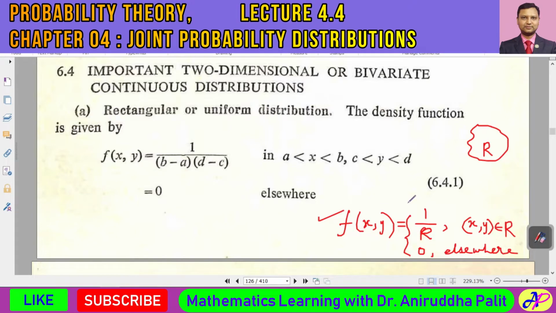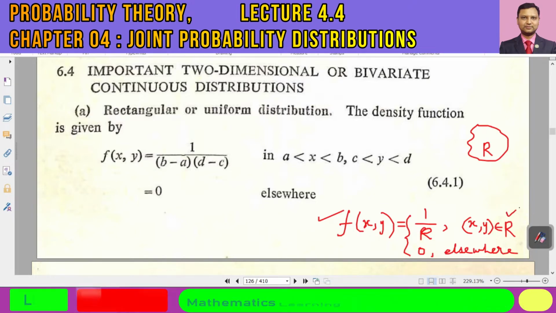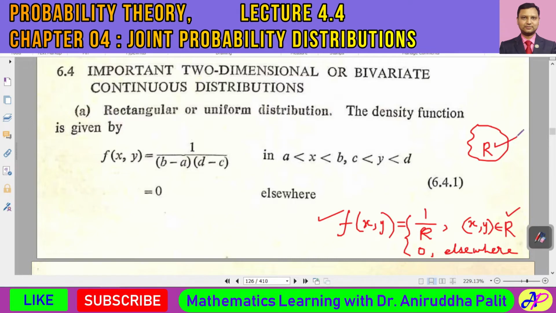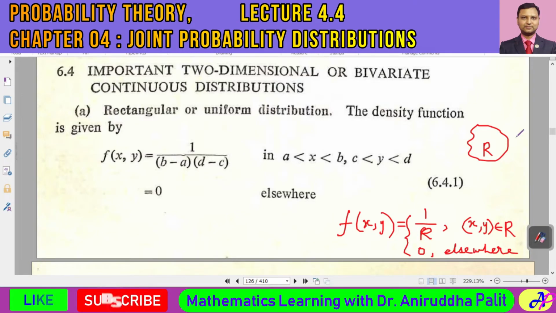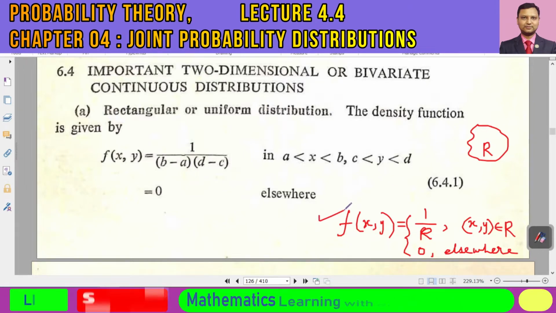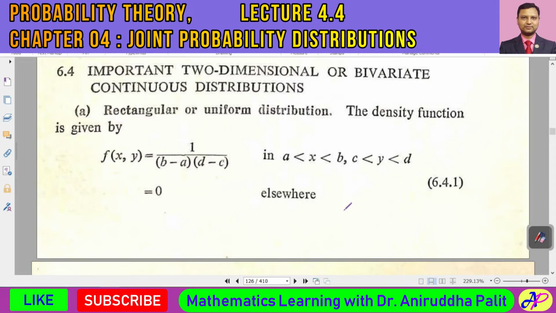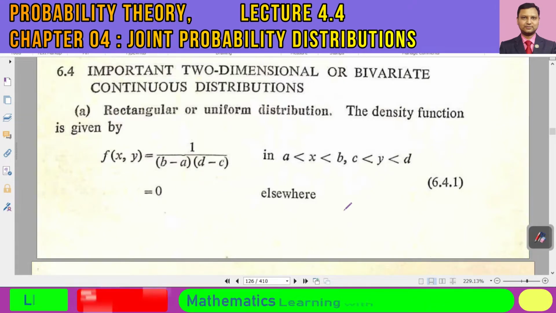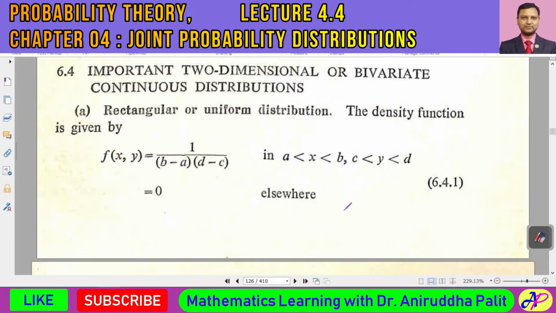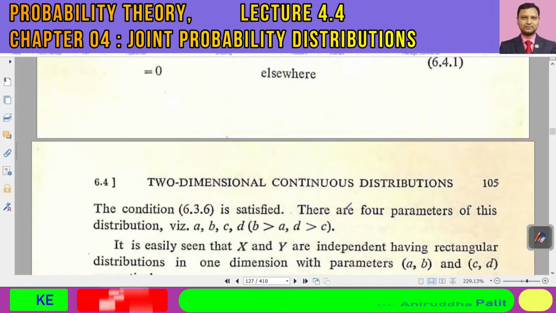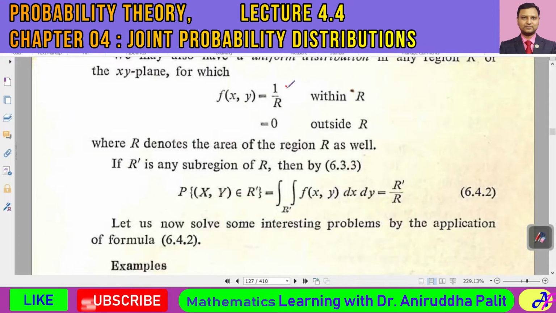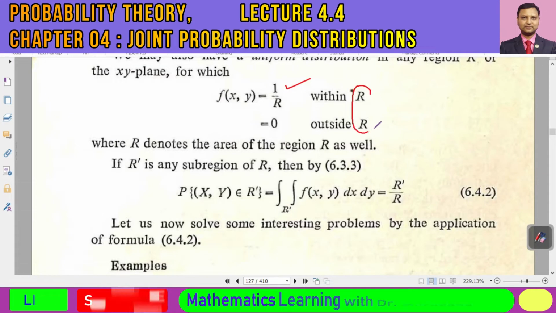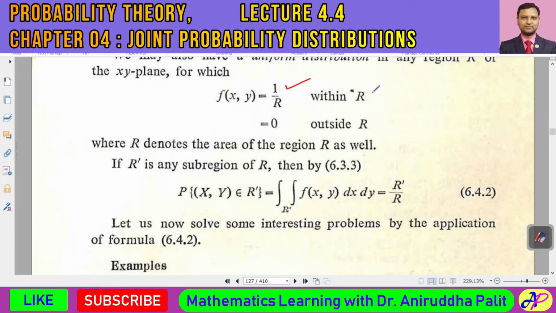Remember, it is not rectangular, because over here this region R is not a rectangle, but we call it uniform distribution over any arbitrary region R, and this is the corresponding density function. So over here I discussed this one, over any arbitrary region R. This is the definition of the density function.